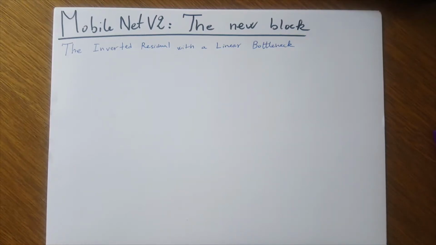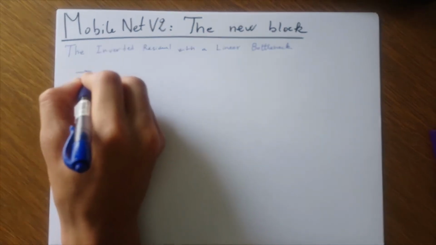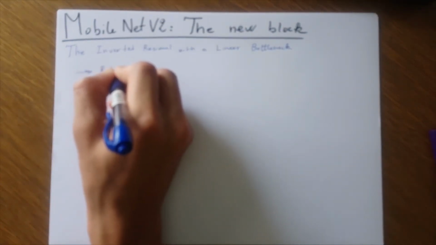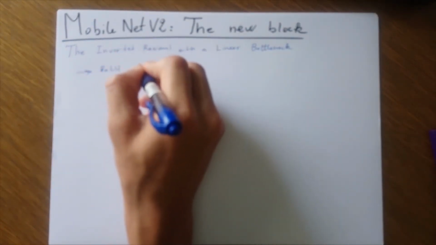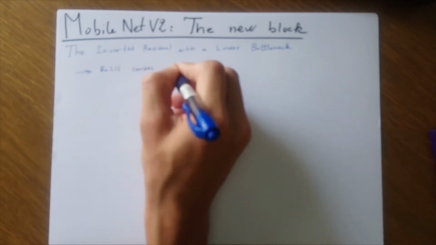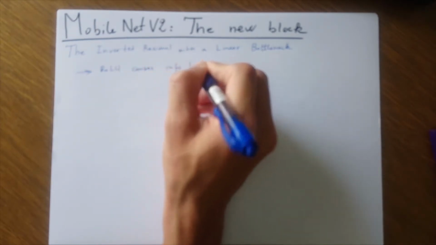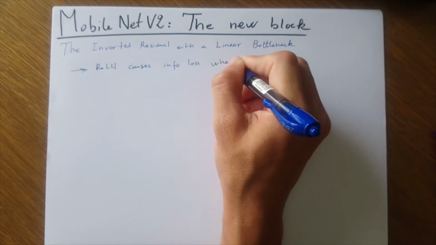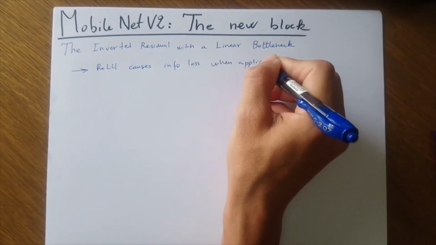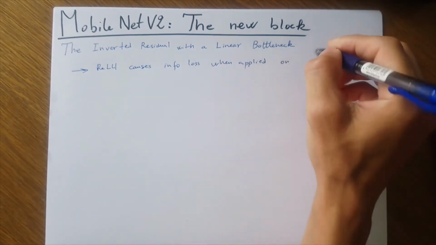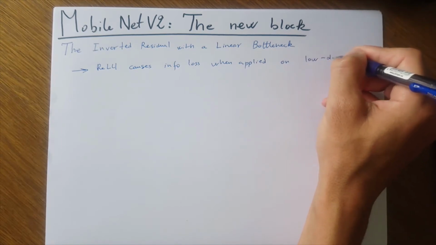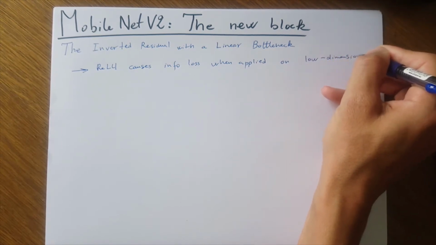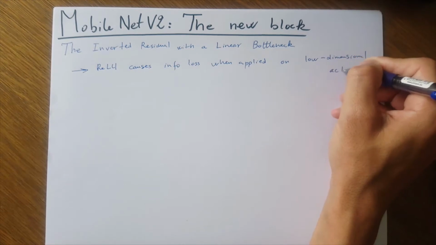Welcome back. Previously, I explained the key ideas to design MobileNetV2. Basically, there are two keys. The first is that a ReLU causes information loss when applied on low-dimensional activations.